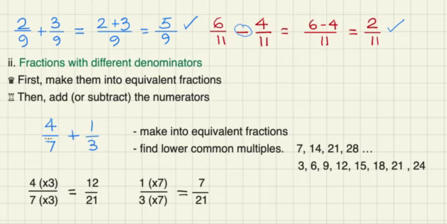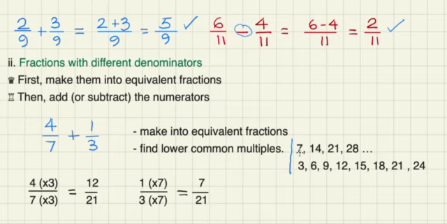So it's 4/7 plus 1/3. And the first thing you notice is that the denominators are different. So we need to make them into equivalent fractions. And if you remember, we do this by coming up with multiples of the denominators and seeing which ones they have in common. So you can do this in a rough area here. And I've written them out just to save a little bit of time.